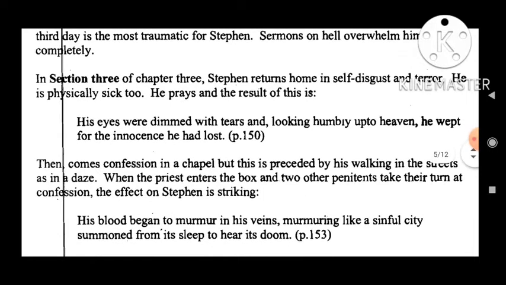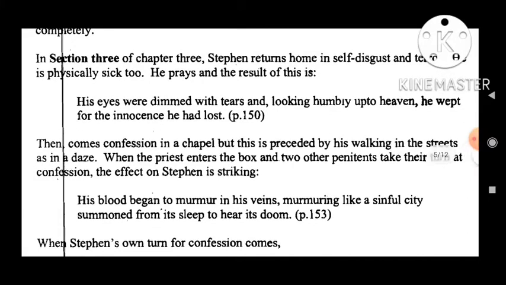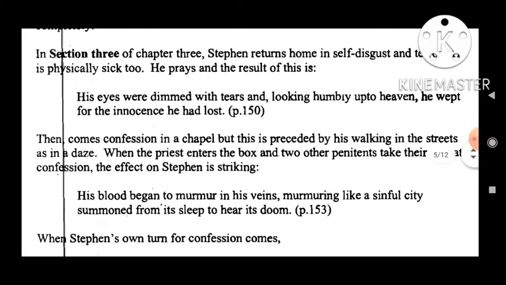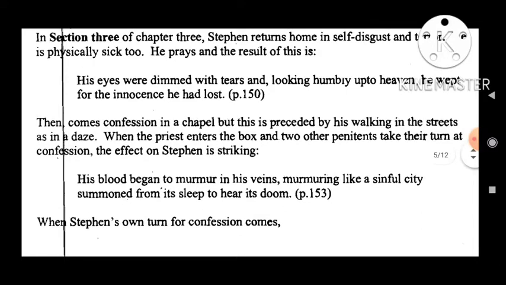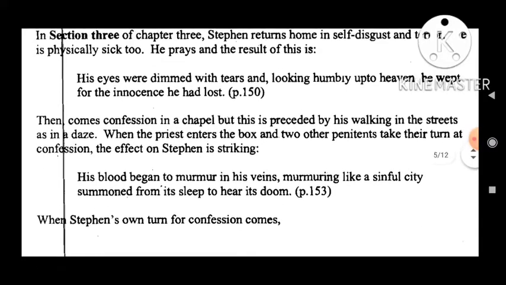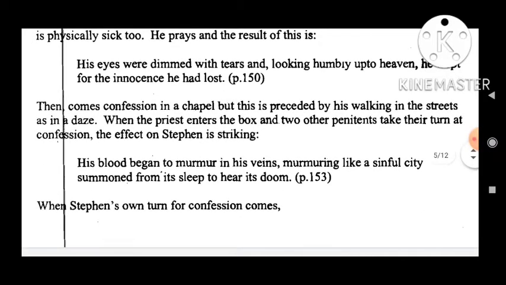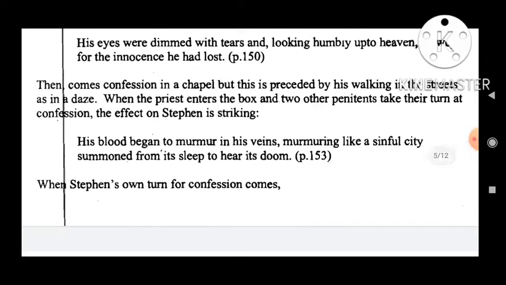In section 3 of chapter 3, Stephen returns home in self-disgust and terror. He is physically sick too. He prays, and the result of this is that his eyes were dimmed with tears, and looking humbly up to heaven, he wept for the innocence he had lost. Then comes confession in a chapel. This is preceded by his walking in the streets in a daze.